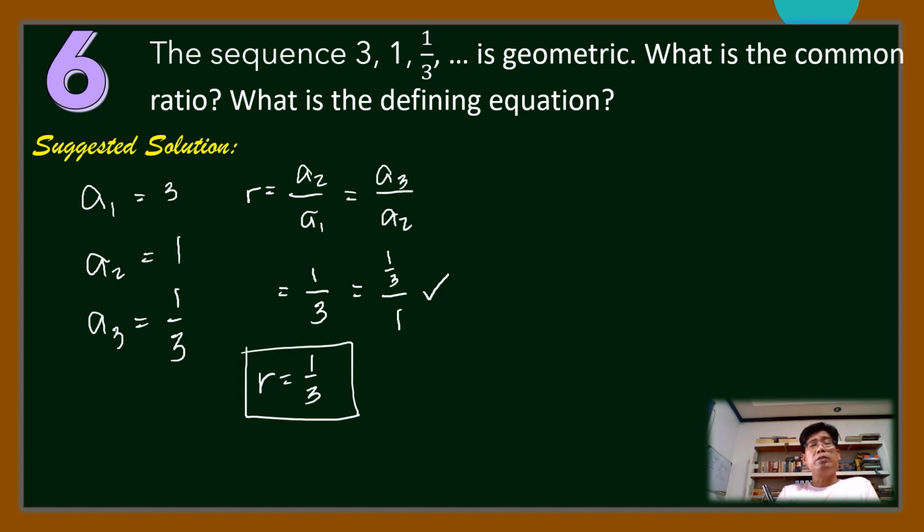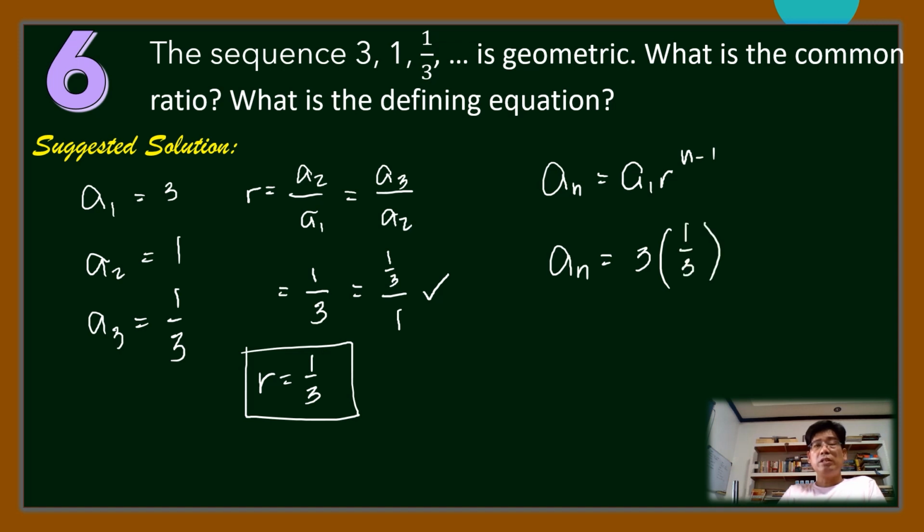Let us identify the defining equation using the nth term of a geometric sequence or progression. A sub 1 times r raised to n minus 1. Hence, a sub n is equal to a sub 1 is 3 times the common ratio 1/3 raised to n minus 1.